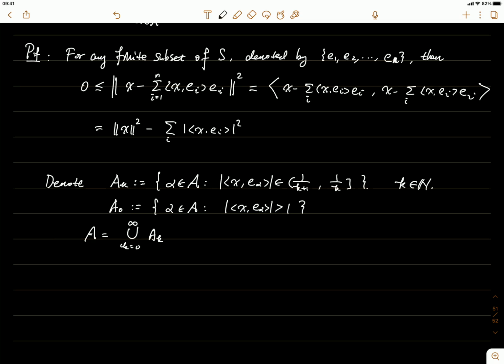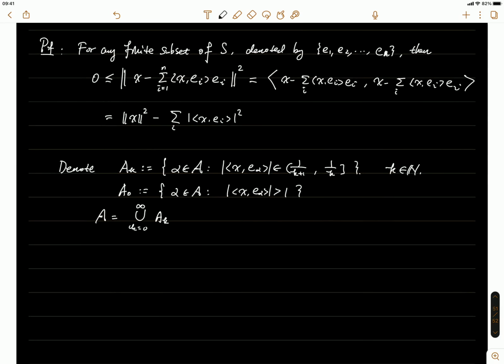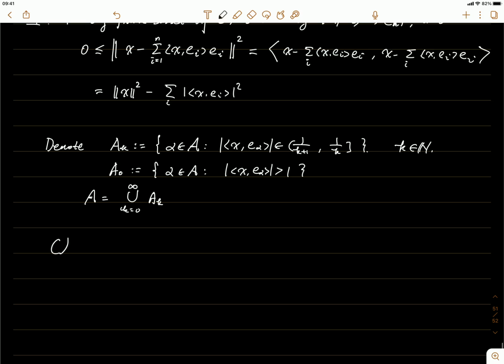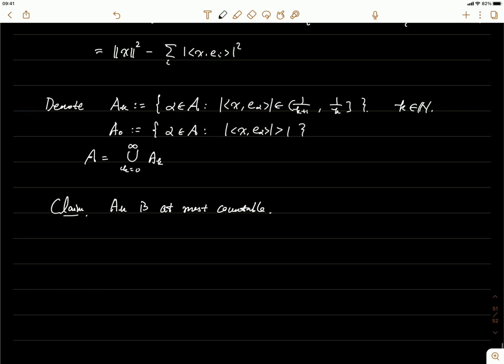Okay, but I'm going to claim that each of these A_k can be at most countable. Why is that? Claim: A_k is at most countable. The reason is, if not, then we look at the k.